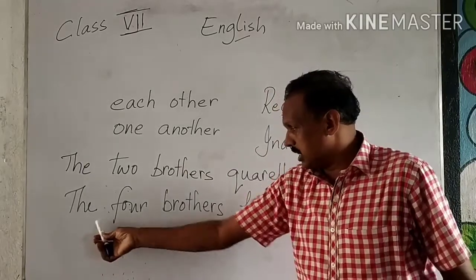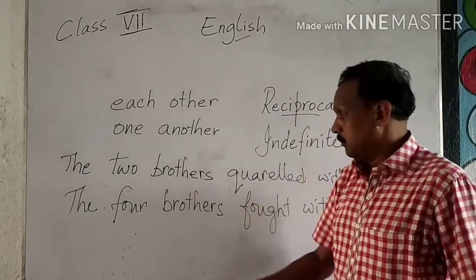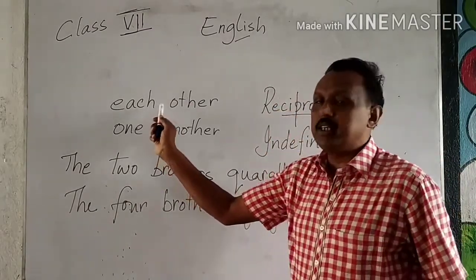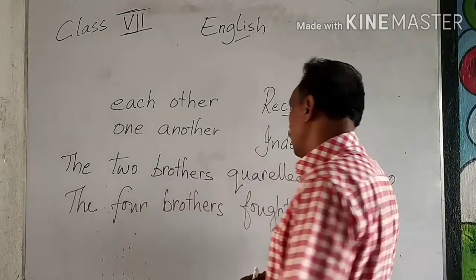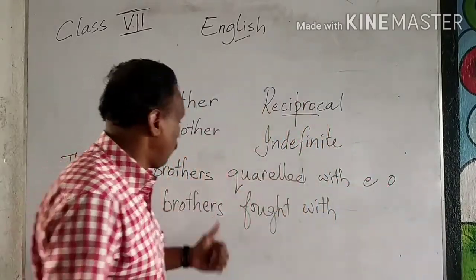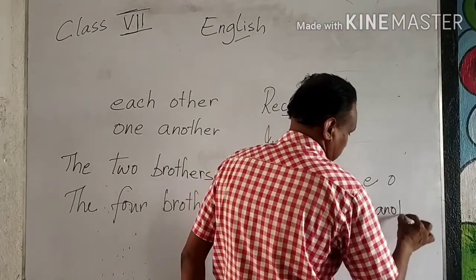Now look at this sentence: the 4 brothers fought with whatever. So here there are 4 brothers, more than 2. Here we should never use each other. Here what we use? The 4 brothers. We are talking about more than 2. So we'll say 4 brothers fought with one another.